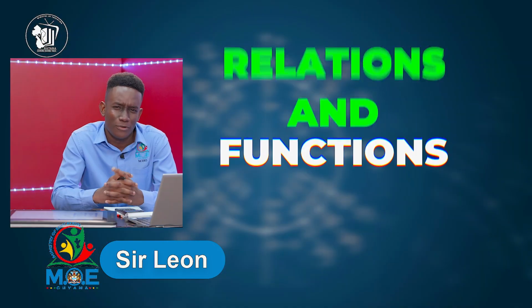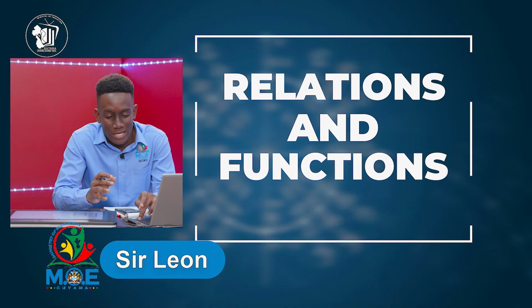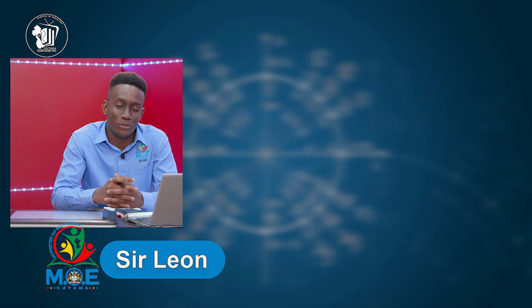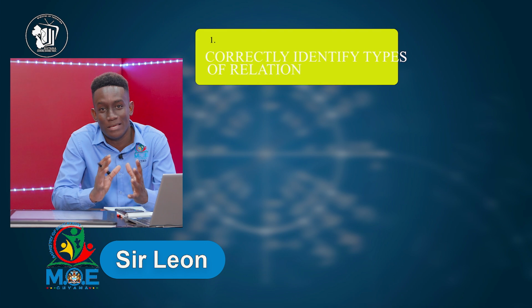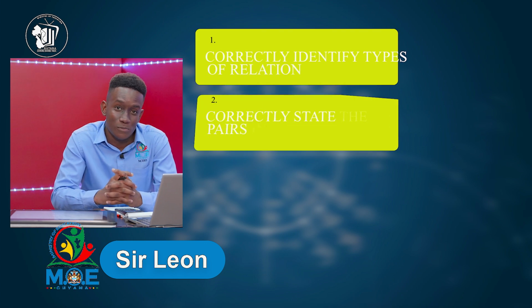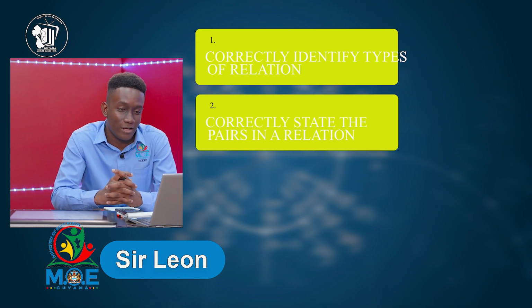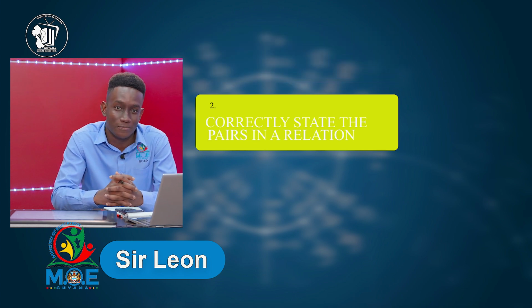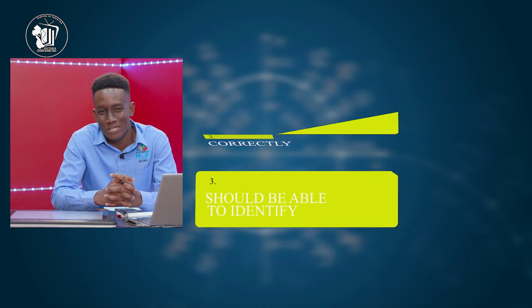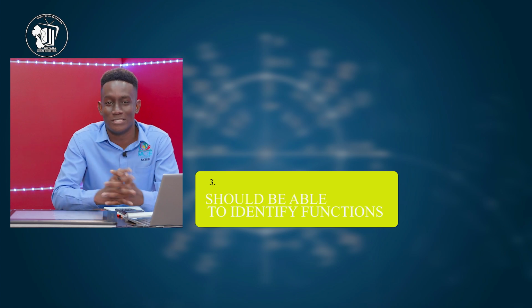In this video, we'll be looking at a beautiful topic, relations and functions. At the end of this video, you should be able to do three things. One, correctly identify the types of relations. Two, correctly state the ordered pairs in a relation. And three, identify functions. So let's head straight into the video.